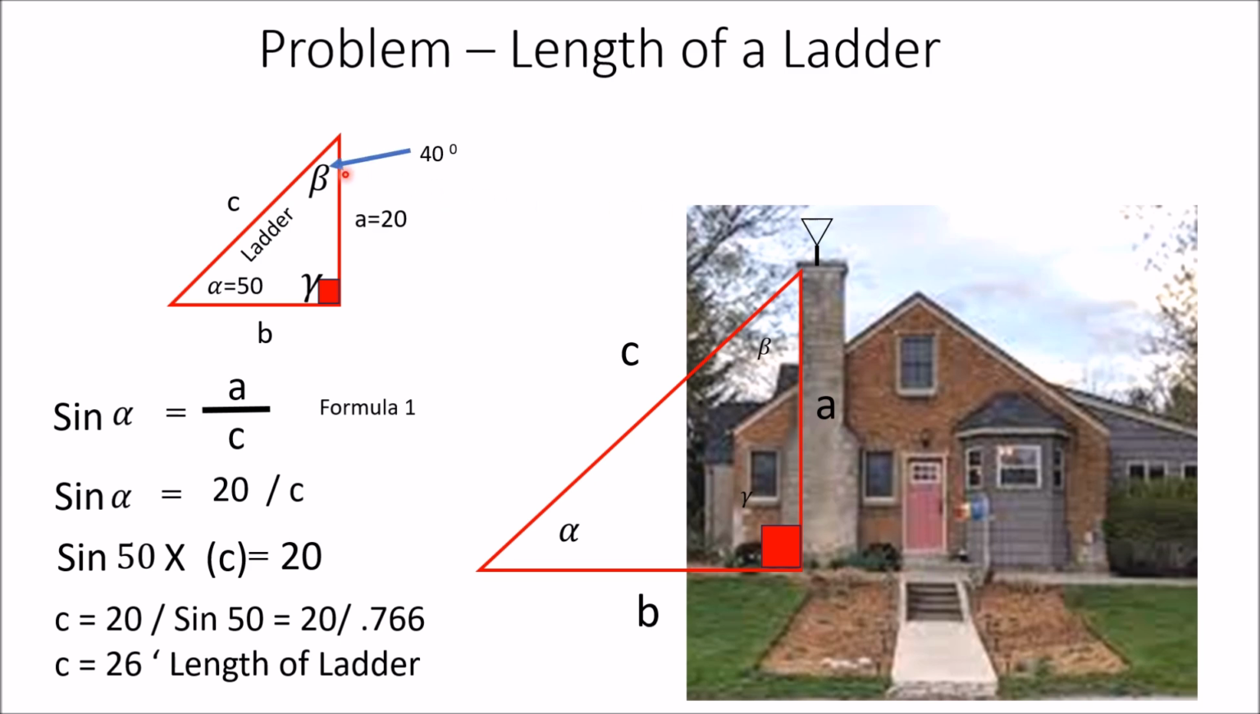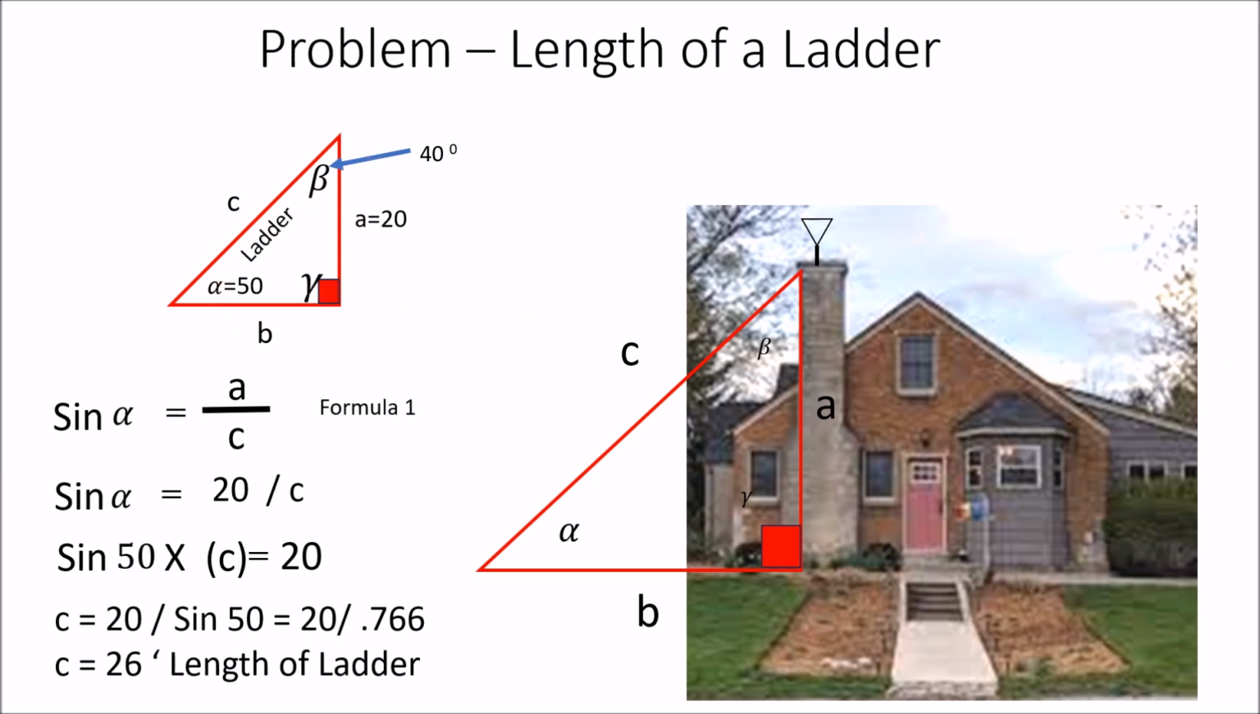By the way, angle beta is 40 degrees. Why? Because we said that the sum of the internal angles of a triangle is always 180. So we know that gamma is 90 degrees. We said that alpha was 50, and therefore beta has got to be 40 to make the total come up to 180.